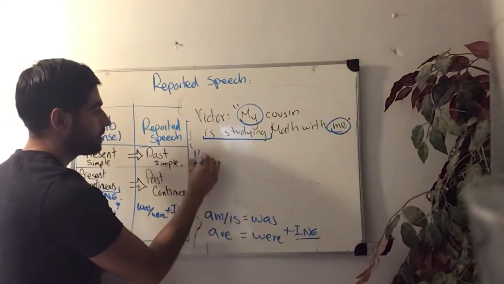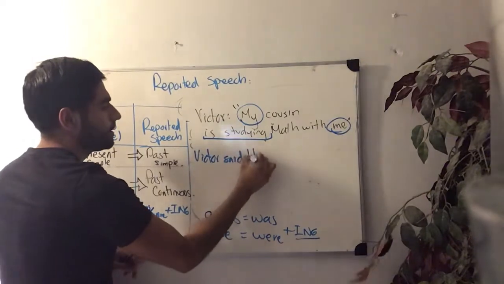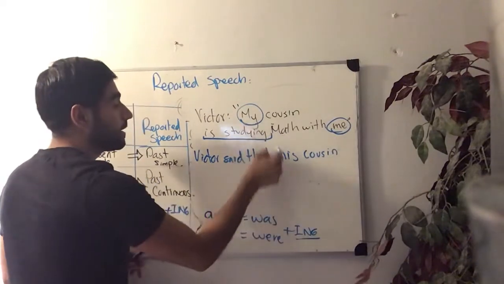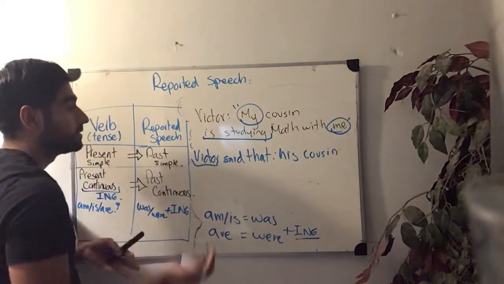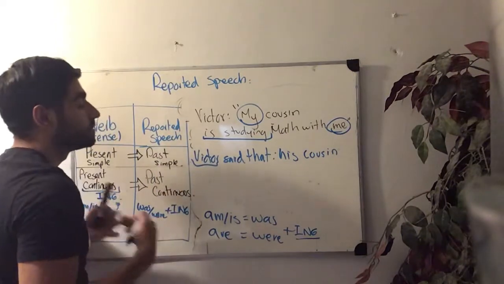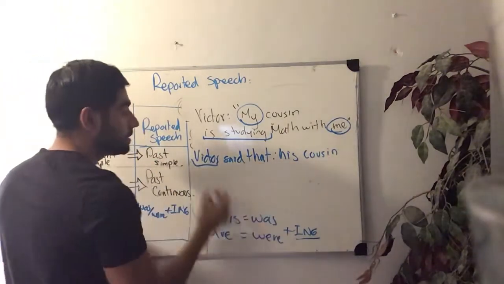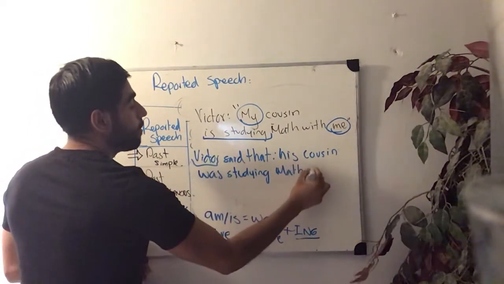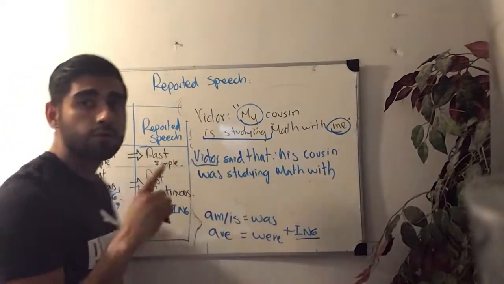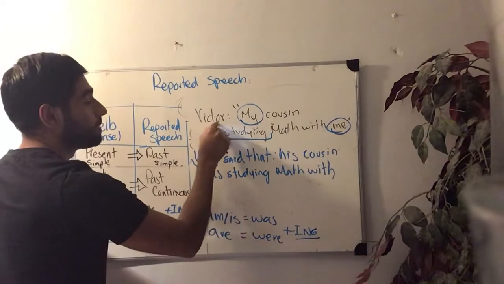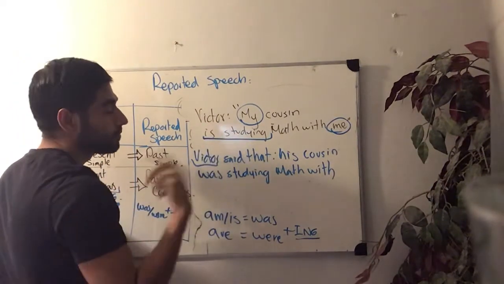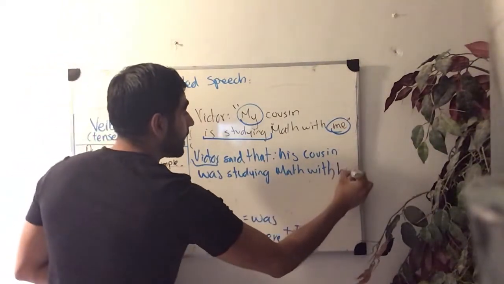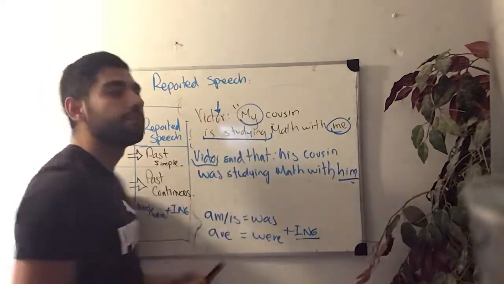So in this case, Victor says that what? His cousin, su primo, ¿de quién? De él, okay? Because this is the person that is telling us the original dialogue, and you are the one who is repeating that information to someone else. So his cousin was studying math with me? ¿Estaba estudiando matemáticas conmigo? No, in this case it's going to be different. ¿Por qué? Porque la persona que realmente está estudiando es Víctor y yo no soy Víctor. Bueno, I mean, en este caso sí, pero it's different. So in this case it's going to be math with him, con él, refiriéndose a este Víctor, not this guy.